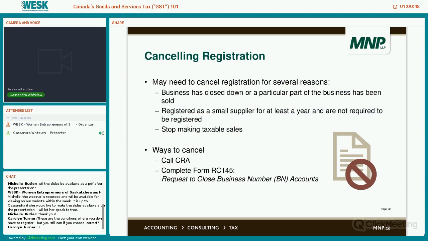So you can cancel your GST registration. There's several reasons you might need to do this. So if you've shut down your business, or if you've sold the particular part of your business making taxable supplies. If you've registered as a small supplier, you've been a small supplier for at least a year and you're still not required to be registered, you can elect to cancel your registration. Or if you stop making taxable sales. So if you want to cancel your GST registration, you can call the CRA, but probably the easiest way to do it is to complete Form RC145, which is a request to close business number accounts.